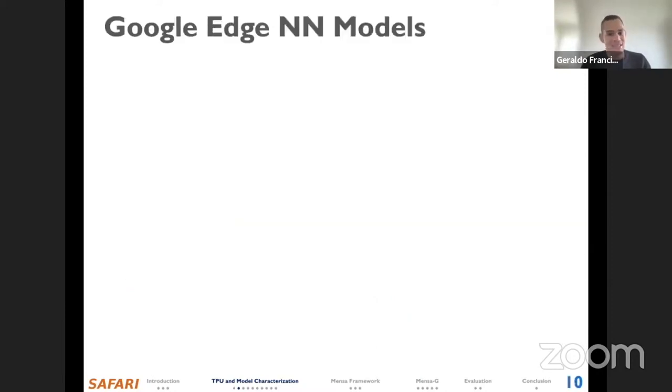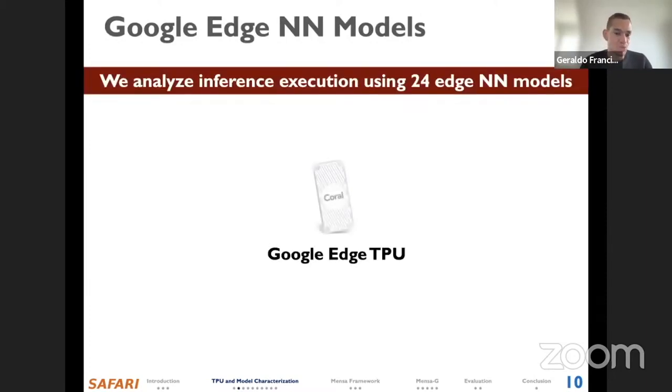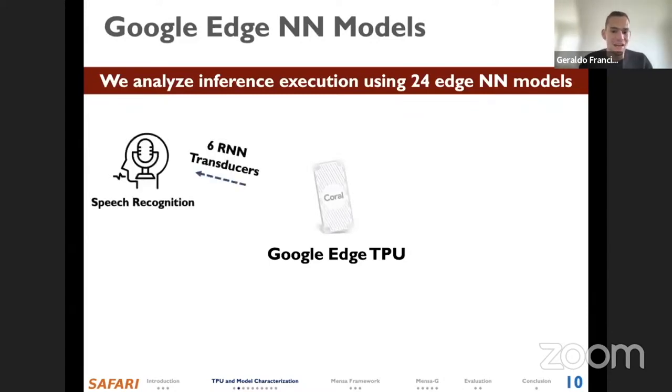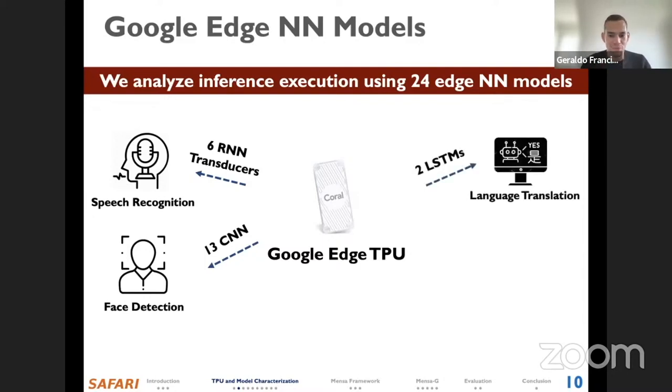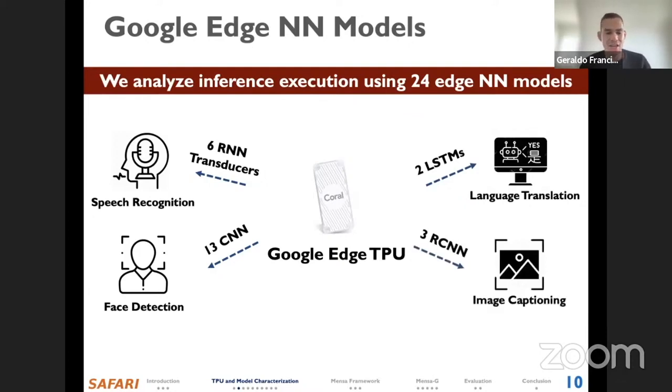So we analyzed the inference execution of the accelerator using 24 different machine learning models that are used inside Google, as I said. Those models are the following. We analyzed 6 RNN transducers, which are used for applications such as speech recognition, 13 convolutional neural networks or CNNs, which are usually used for image classification and object detection, 2 long short-term memories or LSTMs, which are used for applications such as language translation or handwriting recognition, and 3 recurrent convolutional neural networks, which are a hybrid between RNNs and CNNs, used for applications such as image captioning.